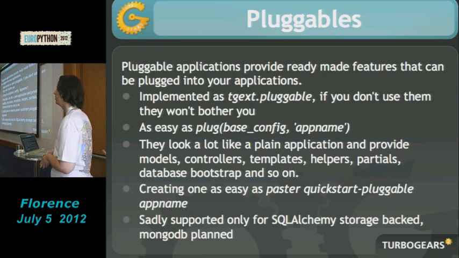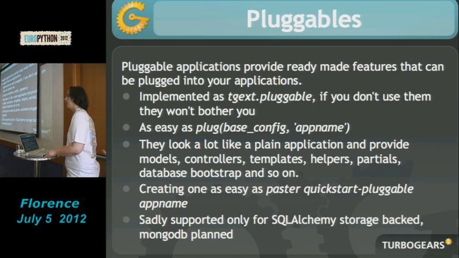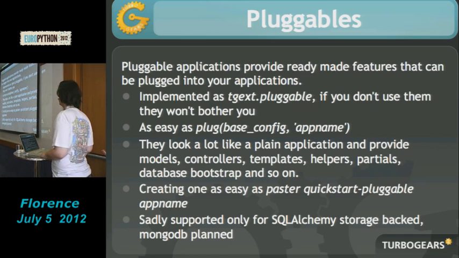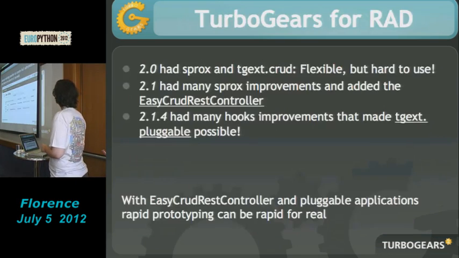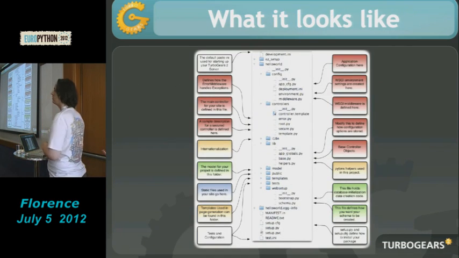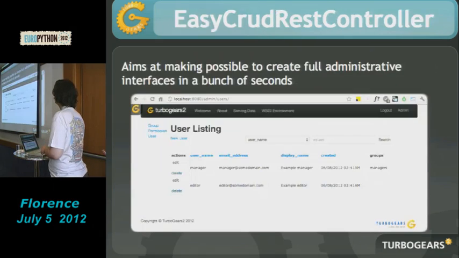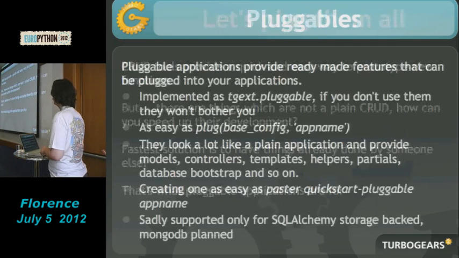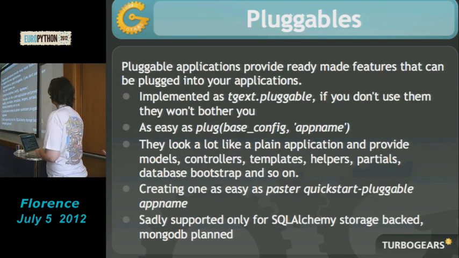For example, if you want to use a registration inside our project, we can say plug base config registration. And we have a full registration interface in our project for free with email validation and so on. They look a lot like plain TurboGears applications. The structure is practically the same, so whenever you are able to develop with TurboGears, you are able to create a pluggable application which you will be able to reuse inside your future projects.